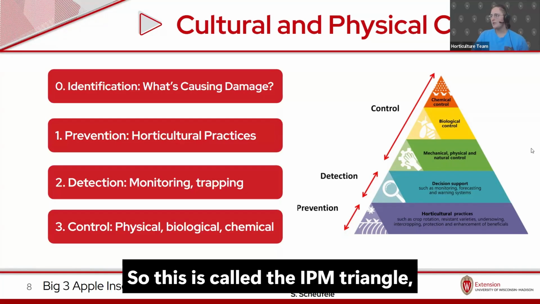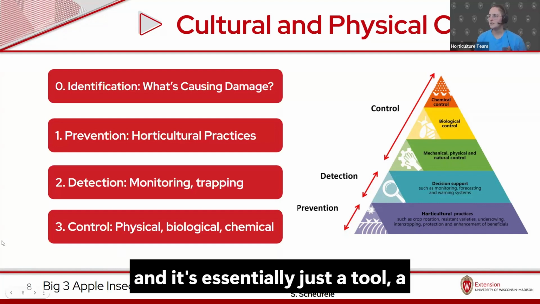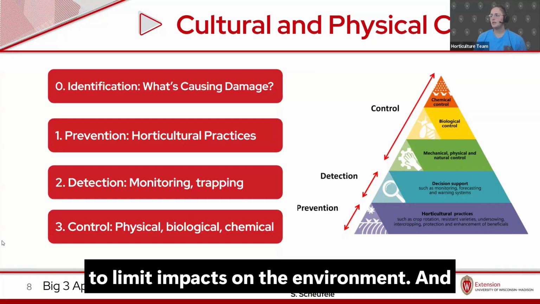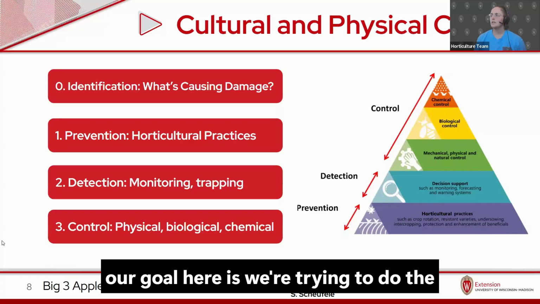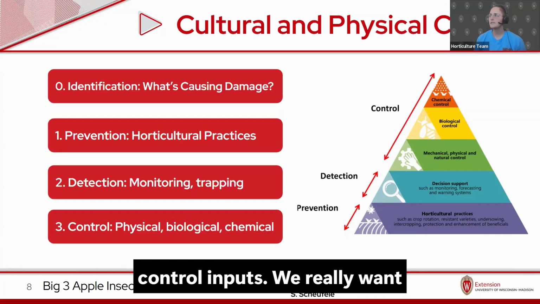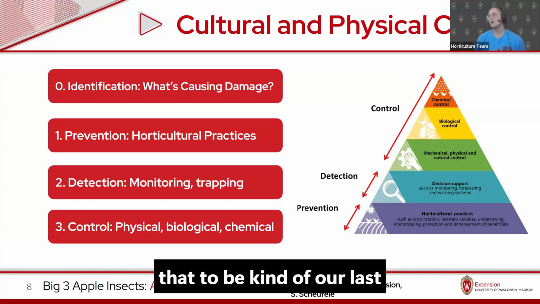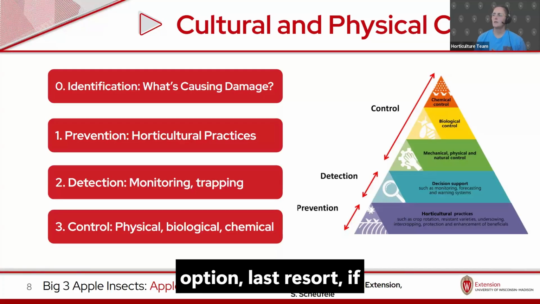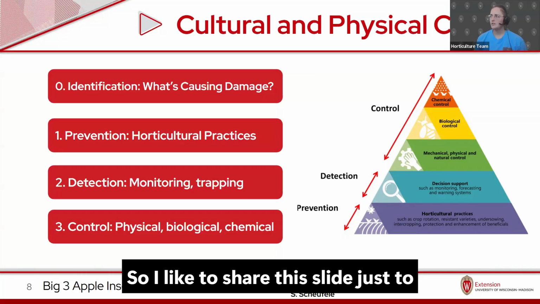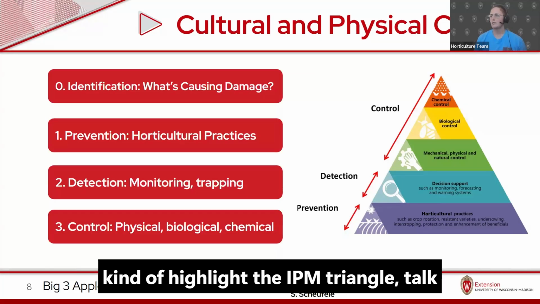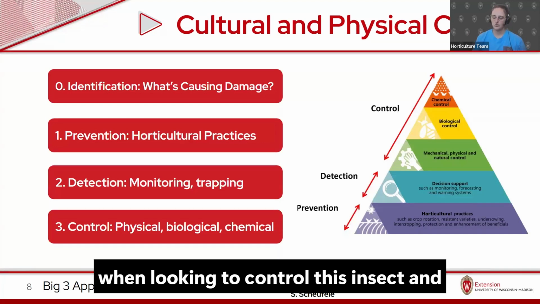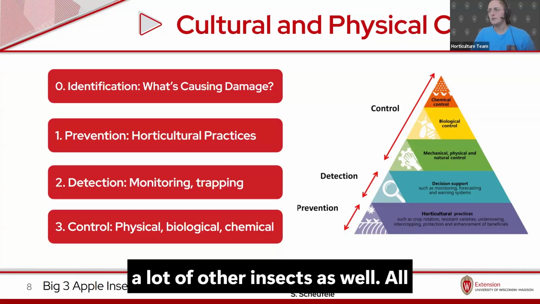So this is called the IPM triangle, and it's essentially a decision-making tool that people can use to limit impacts on the environment. Our goal here is to do the best we can to limit our chemical control inputs. We really want that to be our last resort if none of these other methods are working. So I like to share this slide to highlight the IPM triangle and talk through some of these steps to take when looking to control this insect and a lot of other insects as well.